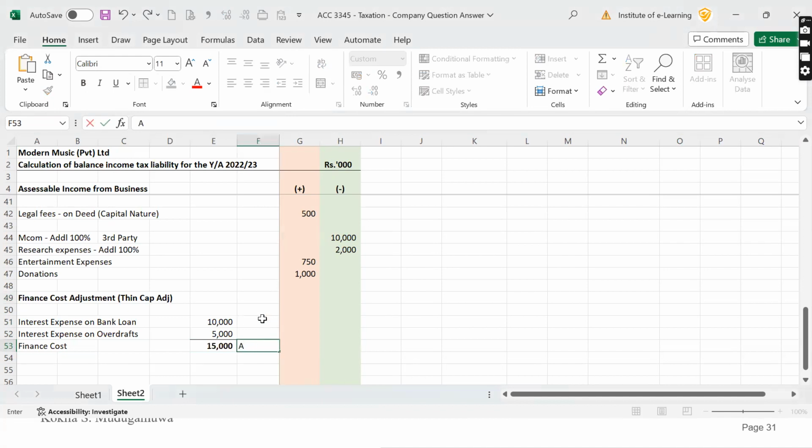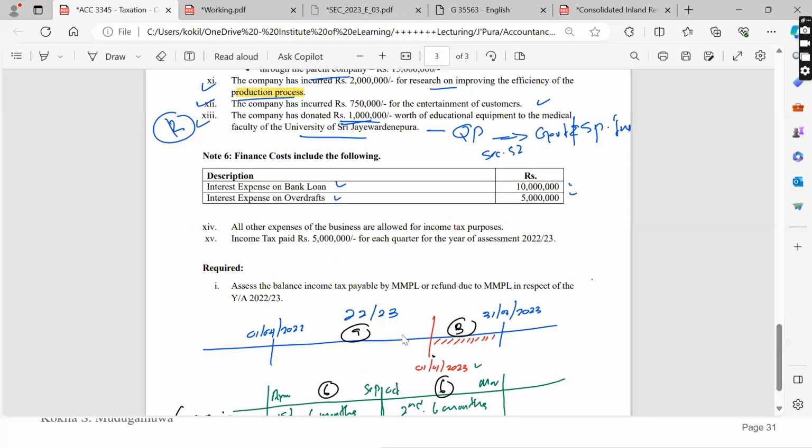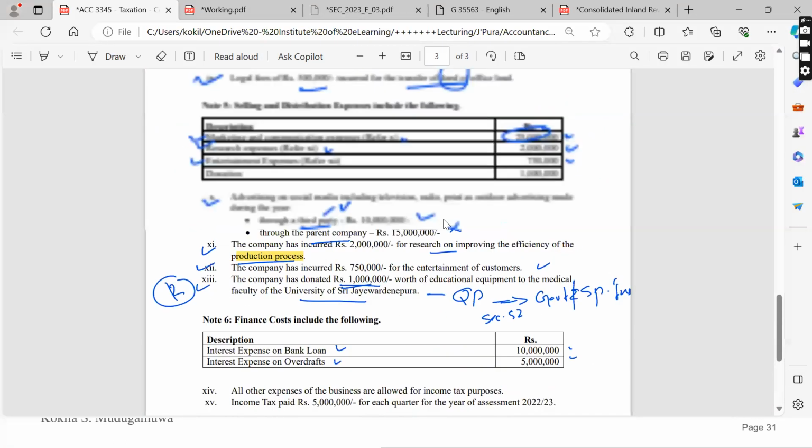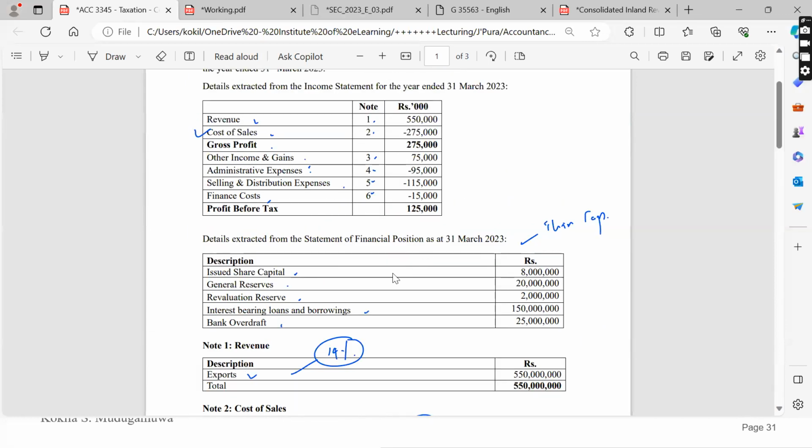Yeah, I would say A, finance cost. That's it. And then you have to get the interest bearing borrowings, the borrowing cost. We noted that in the very first question.